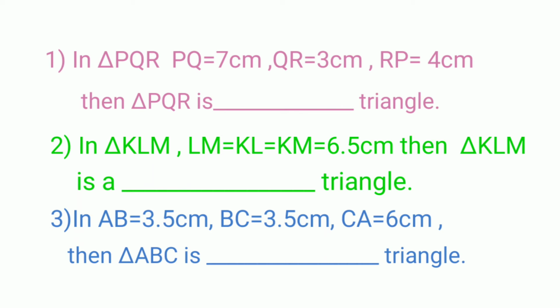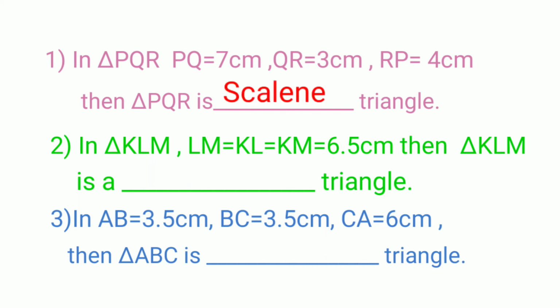The first question, in triangle PQR, side PQ is 7 cm, side QR is 3 cm, side RP is 4 cm. Then the name of triangle PQR is dash. We can see that all the three sides have different measures, 7 cm, 3 cm and 4 cm. So the name of this type of triangle will be scalene triangle.